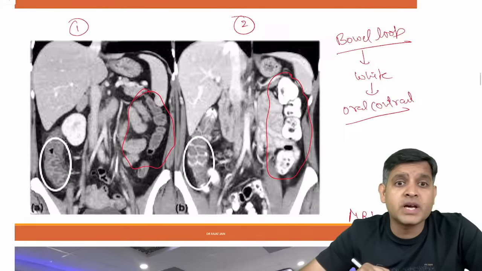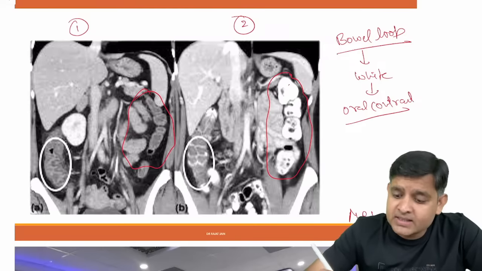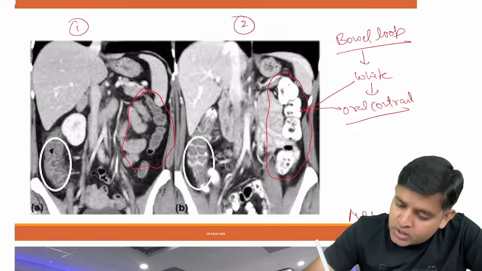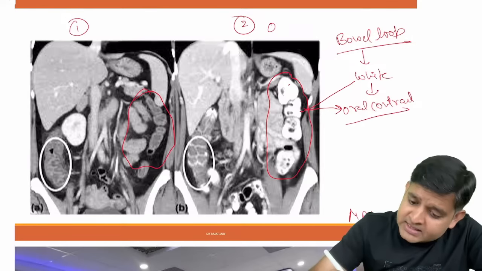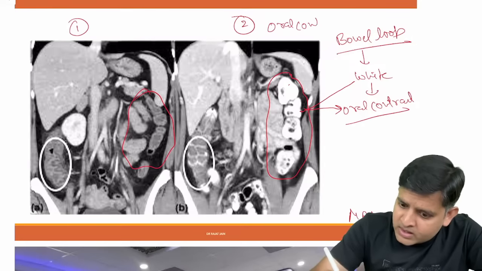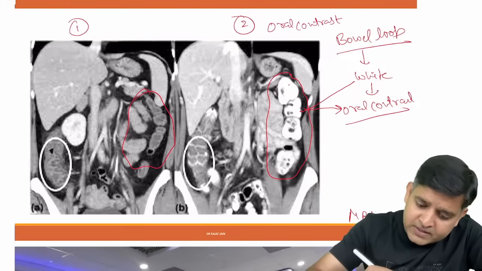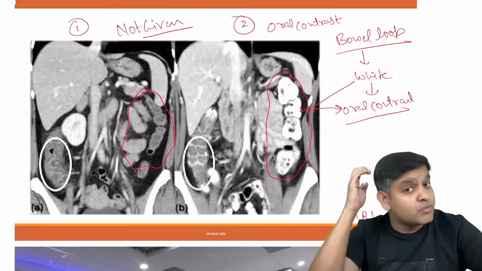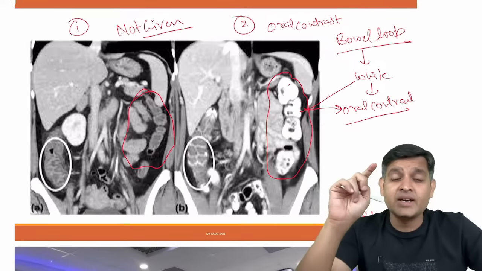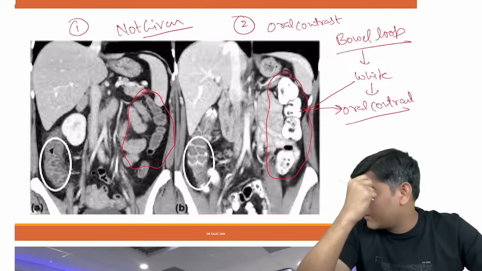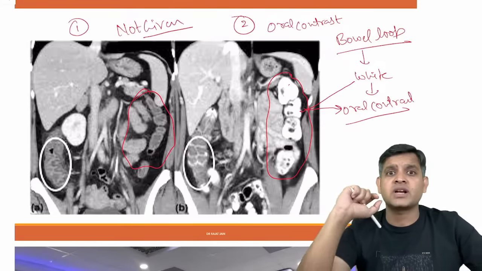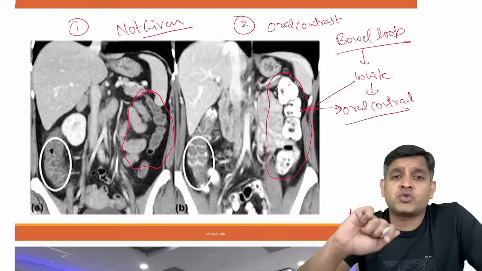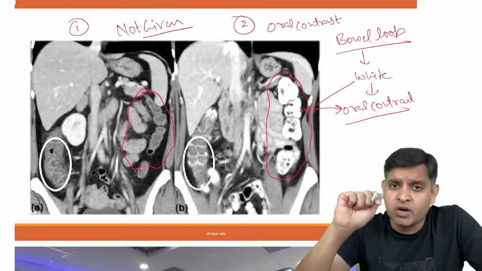Look at the bowel loops here. So much whiteness. This is because of the oral contrast. So that means in the second image, oral contrast is given. In the first image, not given. So we need to identify the CT, the plane, whether the intravenous contrast is given or not, and whether the oral contrast is given or not.